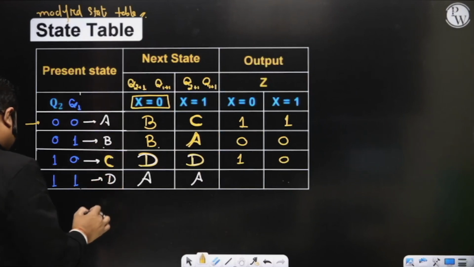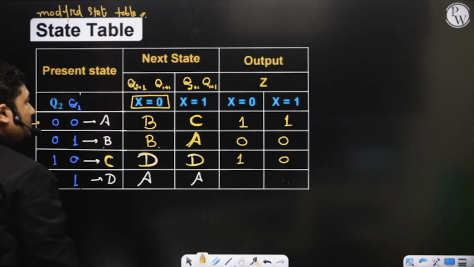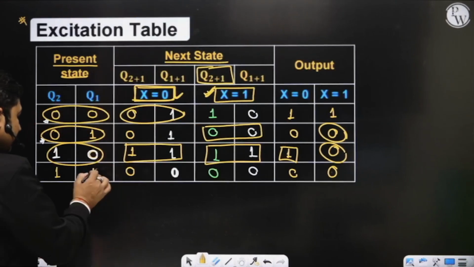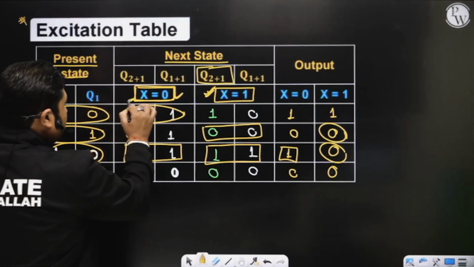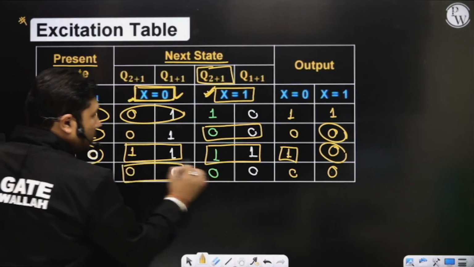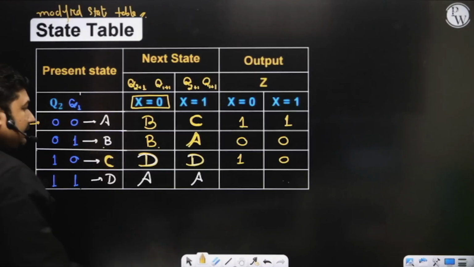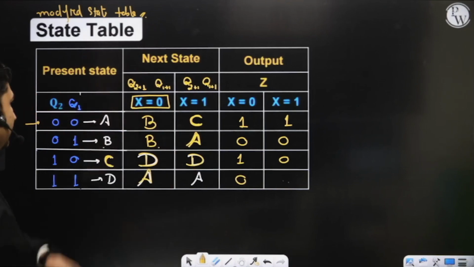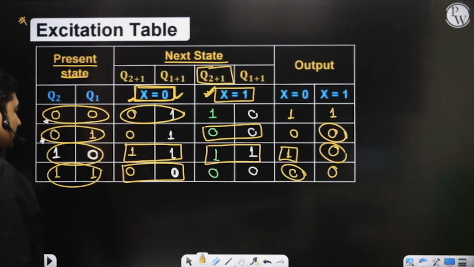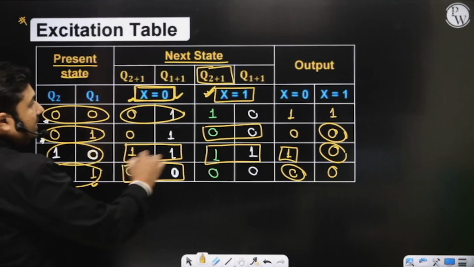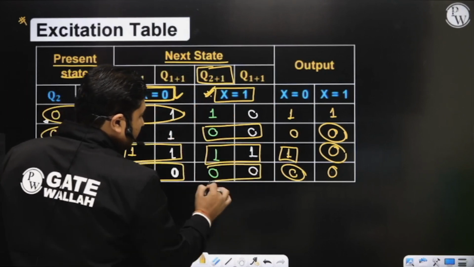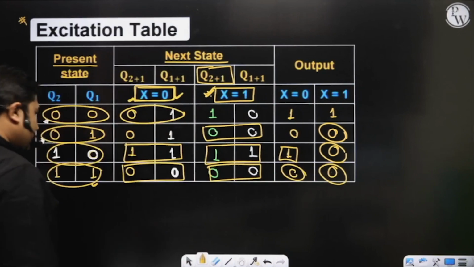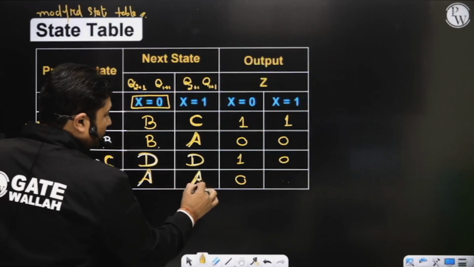Present state D with X equals 0: next state A, output 0. Present state D with X equals 1: next state A, output 0.